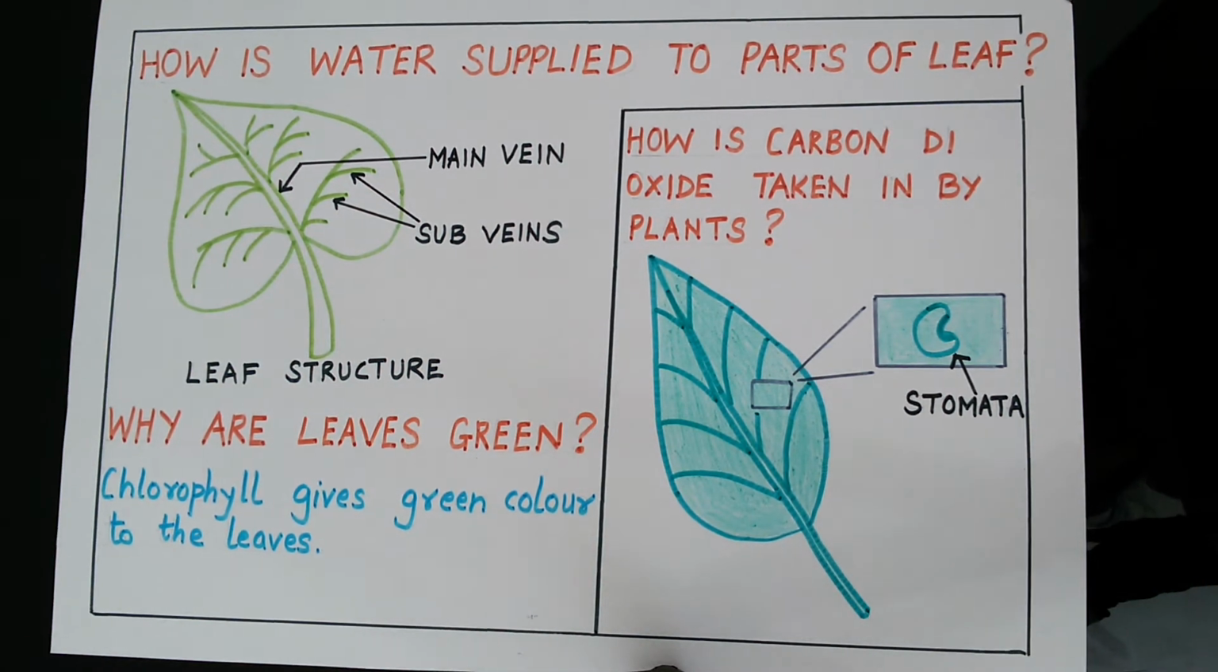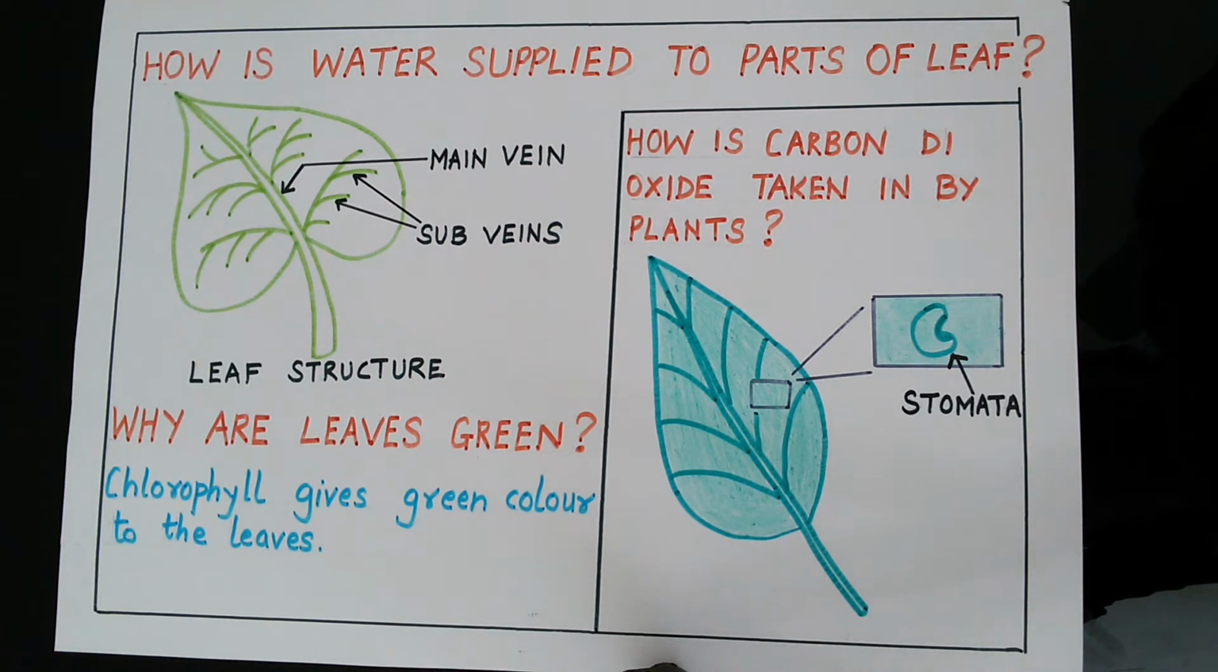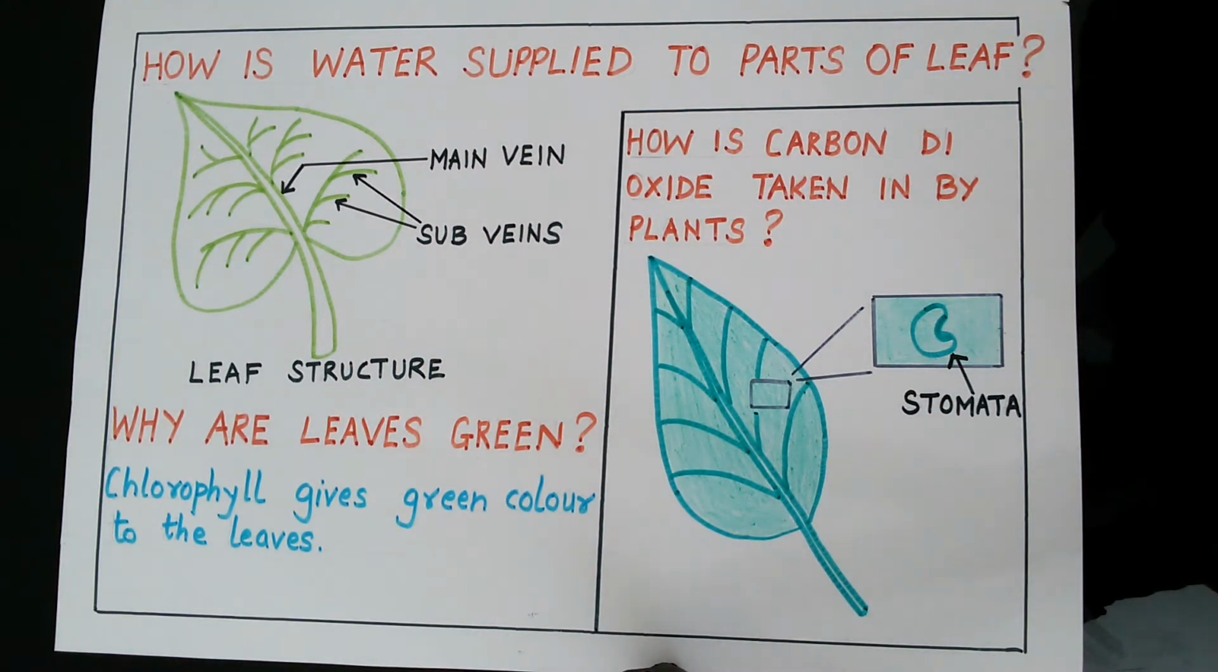The next question which comes to our mind is, why are the leaves green in color? Leaves have a green pigment in them which gives green color to the leaves. This green pigment is called chlorophyll.